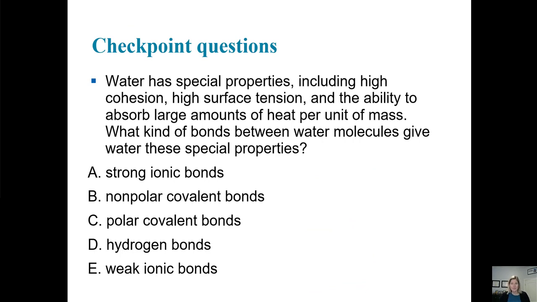All right, so let's do a couple of checkpoint questions and then we're done. Water has special properties, including high cohesion, high surface tension, and the ability to absorb large amounts of heat per unit of mass. So what kind of bonds between water molecules give water these special properties? Remember, we're talking about bonds between water molecules. So what are those bonds called? Hydrogen bonds, right?